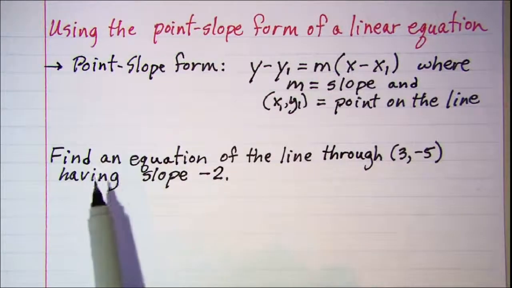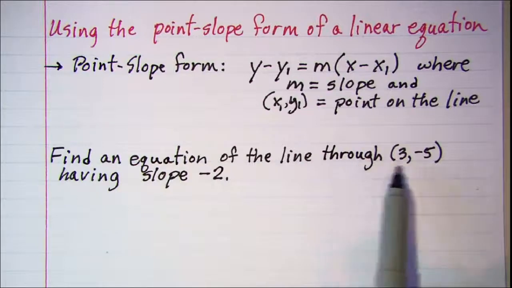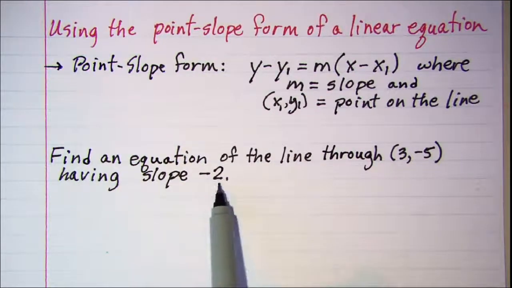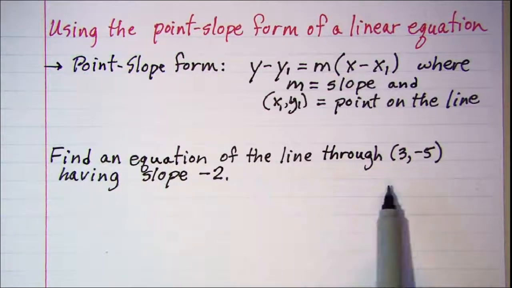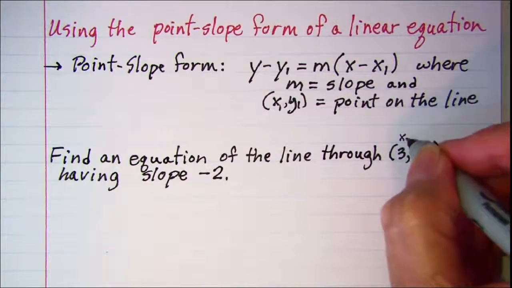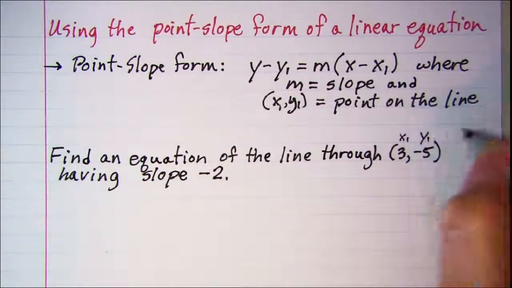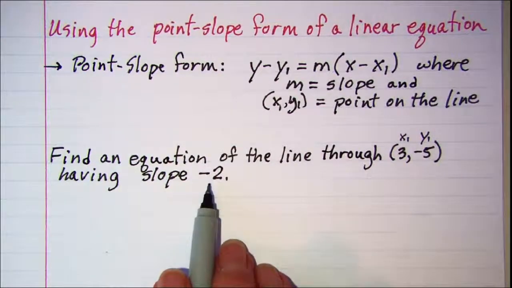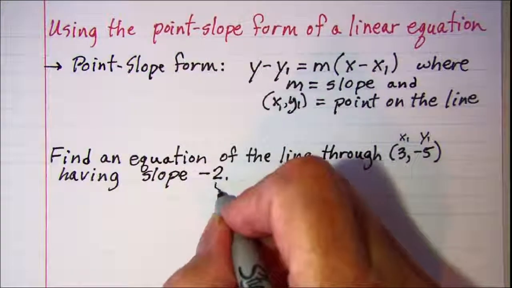Our first problem is to find an equation of the line through 3, -5, having a slope of -2. So our point is 3, -5. Let's label that x1, y1. And our slope is -2. So this is the m.